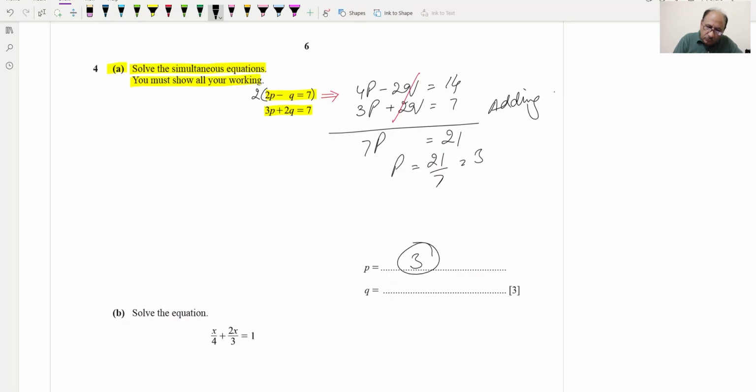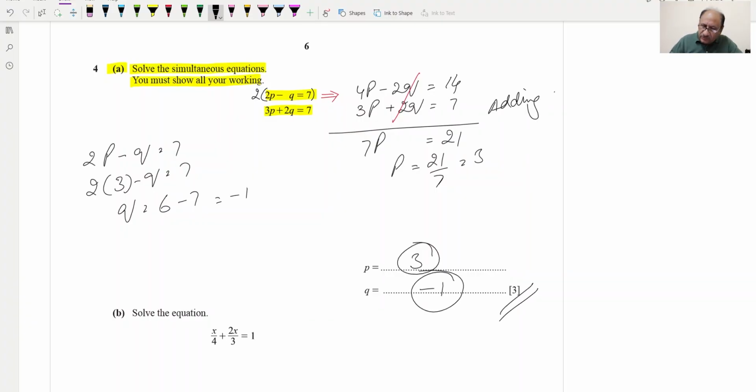Now we can find the value of q, so we can substitute in the first equation 2p minus q is equal to 7. So 2 into 3 minus q is equal to 7. So q is equal to 6 minus 7, which is equal to minus 1. So this value will be minus 1, and this is the mark system. Hopefully you understood this. These are the values which we found.